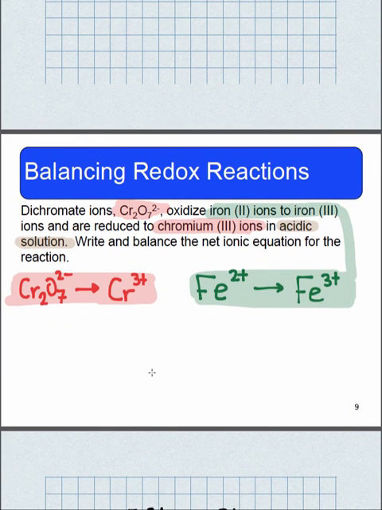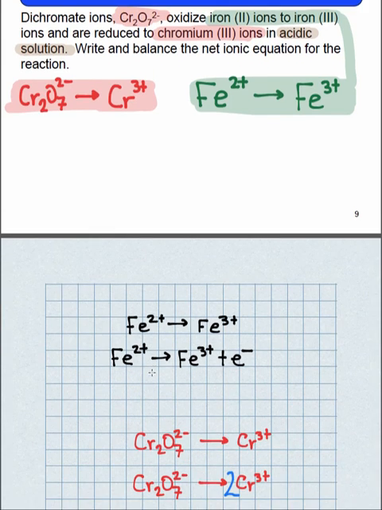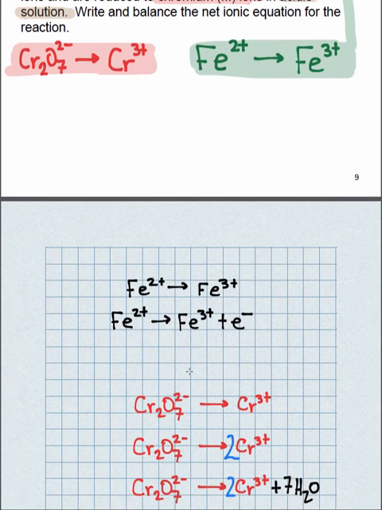How about the dichromate? Dichromate ions oxidize iron 2 ions to iron 3 ions, and the dichromate becomes chromium 3 plus. This looks similar to the dichromate question I had earlier, but I'm not going to do it by inspection. The iron 2 plus to iron 3 plus is really simple.